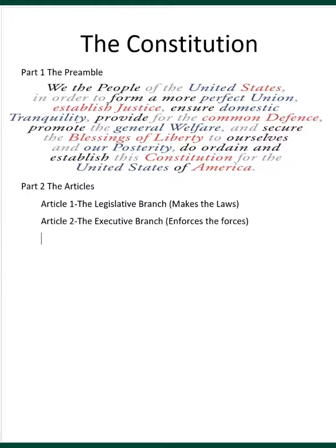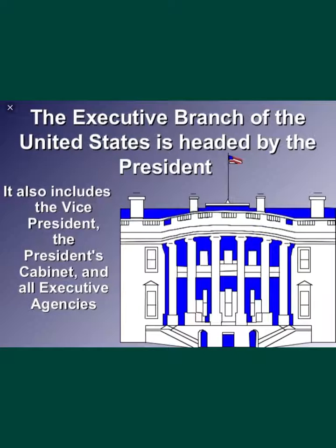Article 2, the executive branch. Its job is to enforce the laws. On your paper, write Article 2, the executive branch. The executive branch of the United States is headed by the President, and notice it also includes the Vice President, the President's Cabinet, and all the executive agencies. For example, the Department of Education.